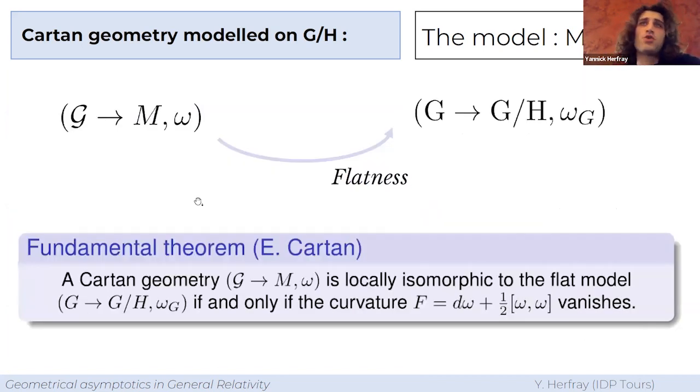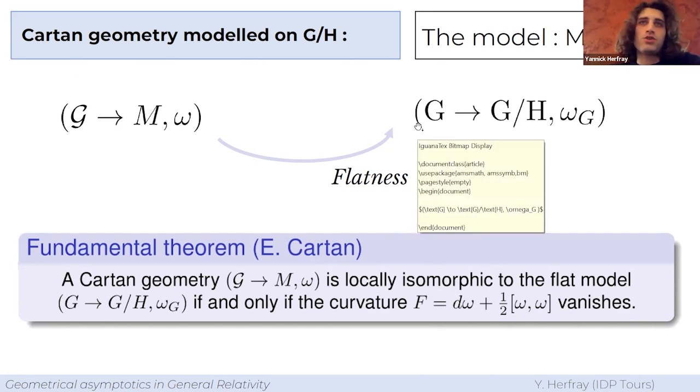So what makes this definition really useful is not only that it's giving you a curved version of your homogeneous spaces, but you have a notion of flatness. There is this fundamental theorem of Cartan that there is a notion of curvature of this geometry. And when it's zero, by this theorem, what this means is that your geometry is in fact locally isomorphic to your model. So curvature is the obstruction to your Cartan geometry being, in fact, some local version of your model.